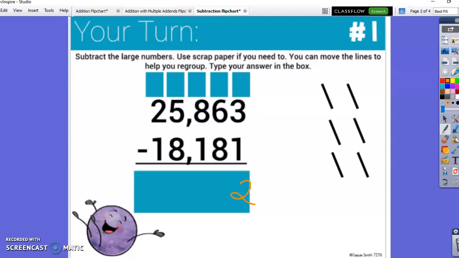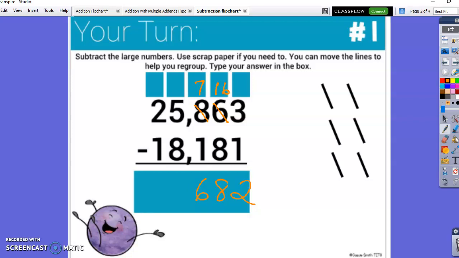Now in this next one, 8 is greater than 6, so we have to borrow. So we're going to go up to our hundreds place. We're going to take 1 away from 800, making it a 7. And we're going to give 10 to our 6 in our tens place, making it 16. Now we can subtract. Now we have 16 minus 8, which is 8. Then I have 7 minus 1. I can take 1 away from 7. I'm left with 6.